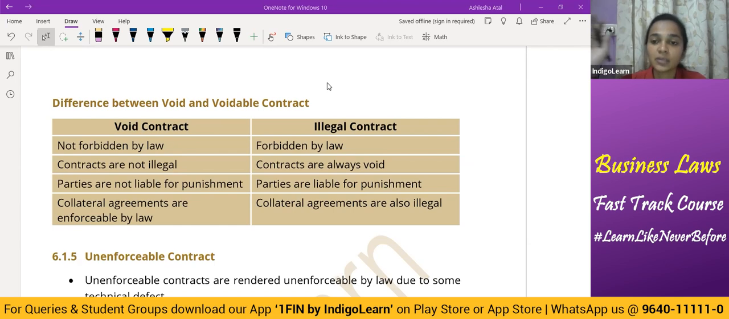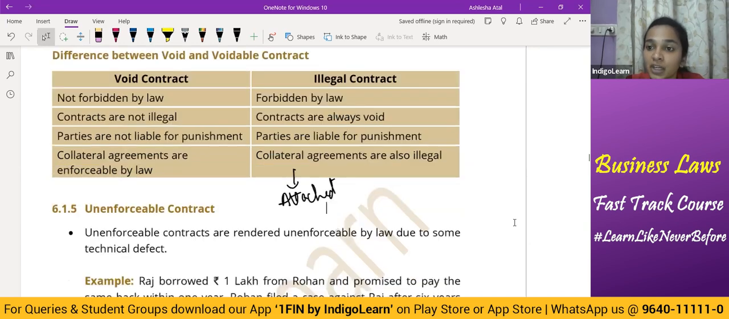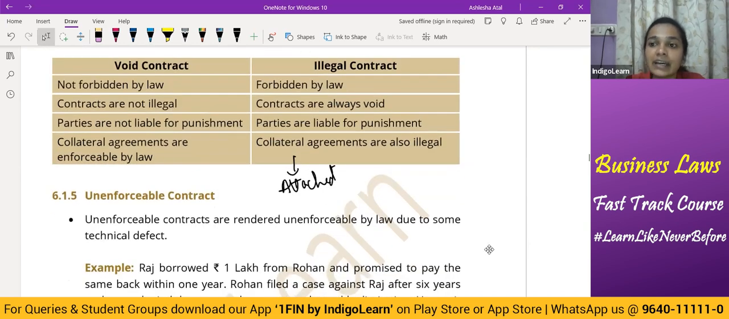Collateral agreements are basically some agreements which form part of the contract, or some agreements which are attached to the contract, which are a part of the contract. So collateral agreements are enforceable in case of a void contract. However, if a contract is an illegal contract, the collateral agreements are also not enforceable. So these are some of the differences between void contract and illegal contract.